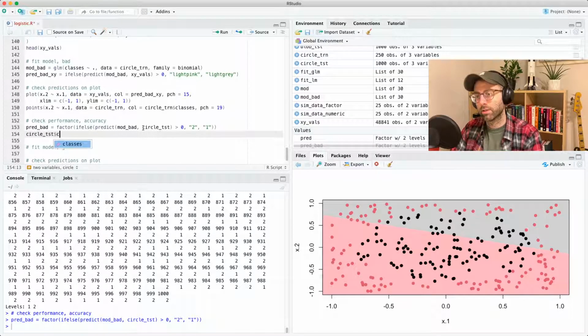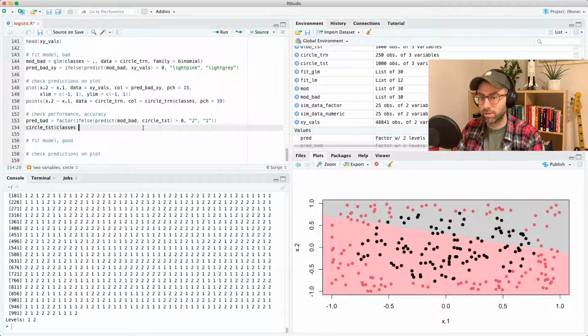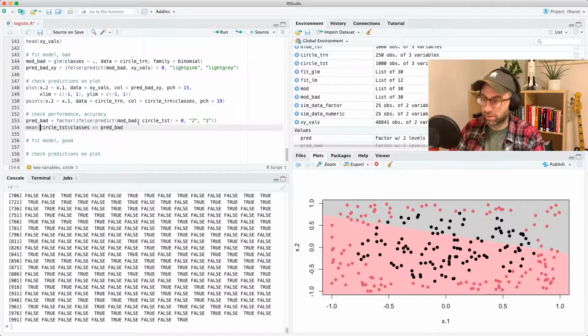Okay, and then let's check circle test classes. So that's the true response. So we're calculating test accuracy here. So when are those equal to the predictions? Okay, a bunch of TRUEs and FALSEs.